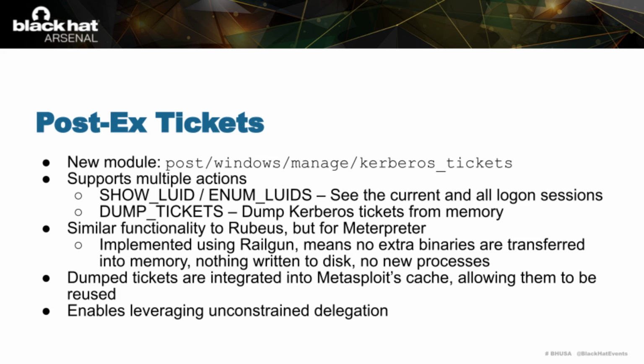But it is a pretty easy way to access that information. Once those tickets have been dumped, they're pulled into Metasploit's very own cache, which allows them to be reused. You dump the tickets from memory, and they instantly become available for you to use from within Metasploit, so you can start to authenticate with services with those tickets. One of the really nice things that this allows you to do is leverage unconstrained delegation scenarios where you're able to get a ticket and use that to escalate, which we will see in our demonstration.